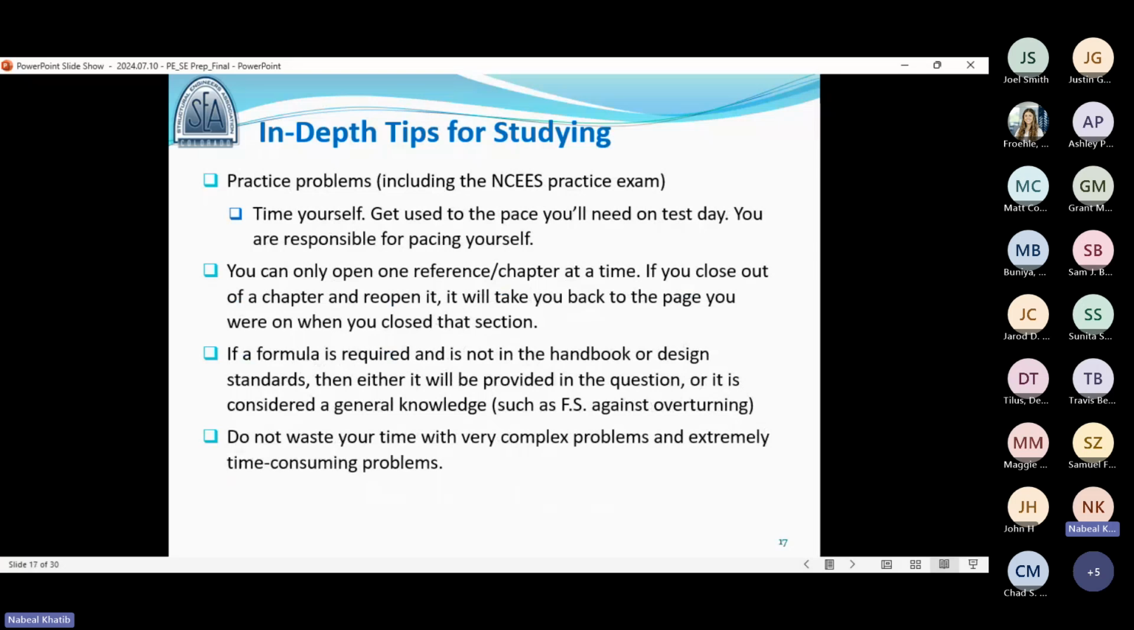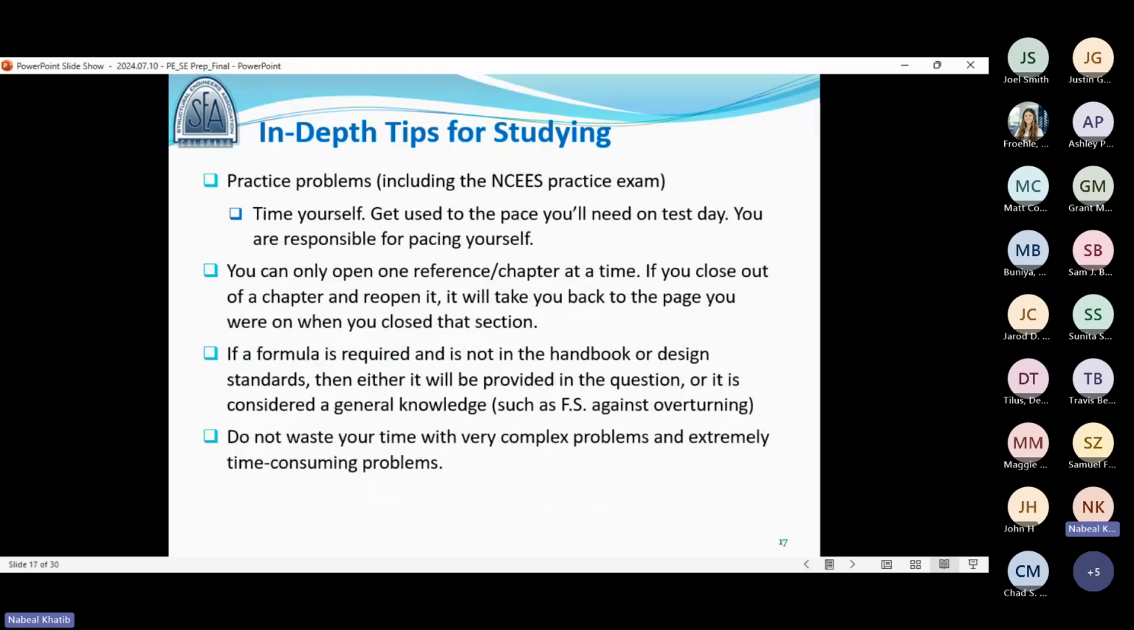Practice problems, obviously that's your second T, the templates, including the NCS practice exam. That's what I would recommend, starting with this. Make sure that the level of difficulty is in conformance with the NCS practice exam. Time yourself, mimic the actual exam.